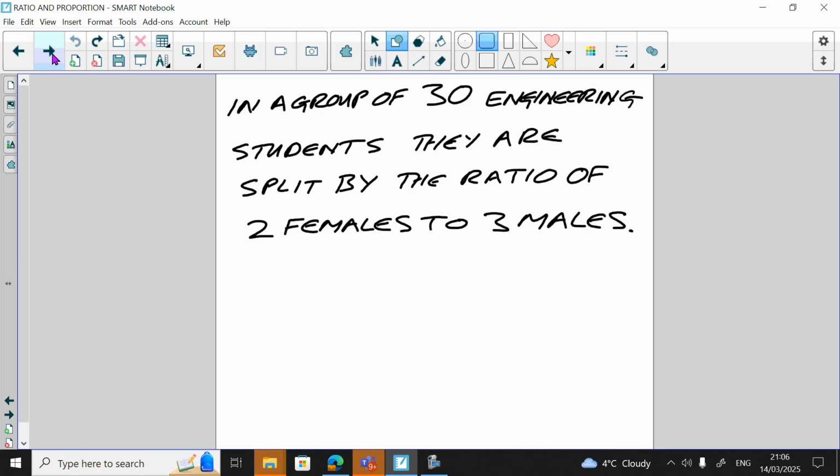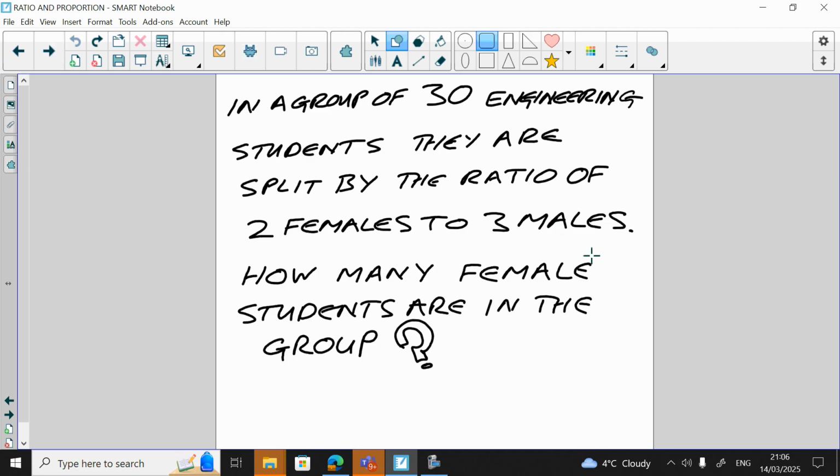Okay, let's move on. We're going to do things a little bit differently here. So have a little read of the question. We've got 30 engineer students. They're splitting the ratio of 2 females to 3 males. Right, but it's 2 to 3. And it's F to M. That's the letters I'm going to be using here. Then the question is, how many female students are in the group?